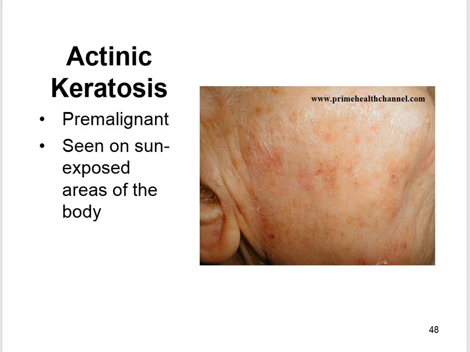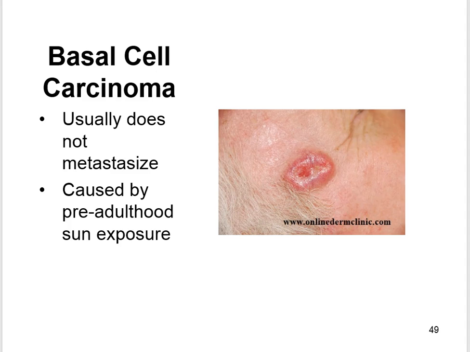Actinic keratosis, now this is premalignant, seen on sun-exposed areas of the body. Basal cell carcinoma usually does not metastasize, caused by pre-adulthood sun exposure. It's the most common and least dangerous of the skin cancers. It grows slowly, usually on the head, neck, and upper torso. It appears red, pale, or pearly in color. Appears as a lump or dry scaly area. May ulcerate or fail to completely heal.